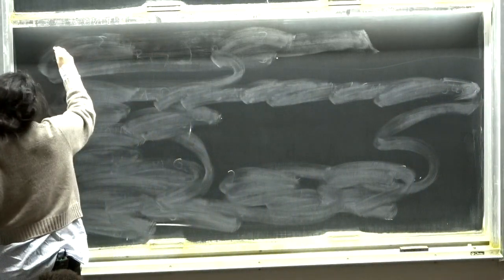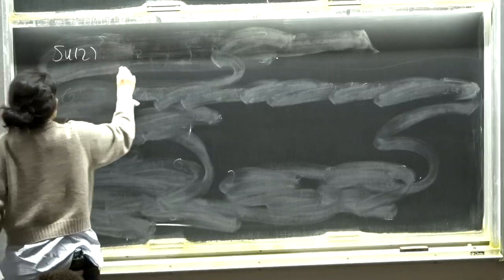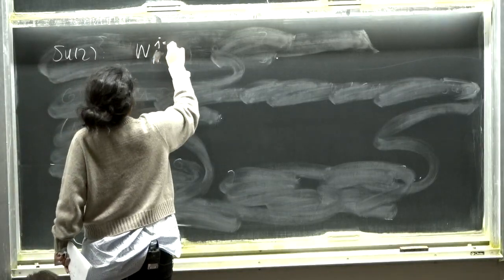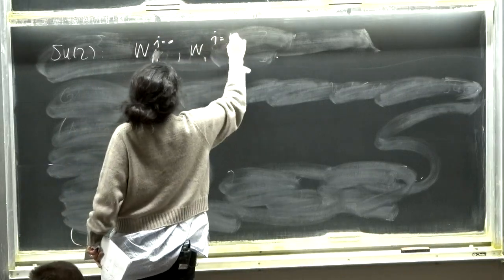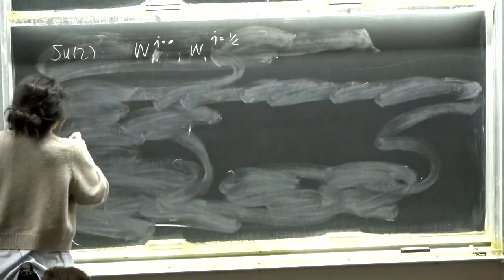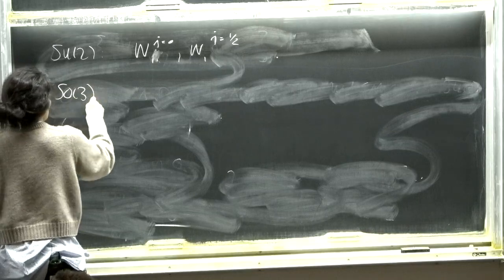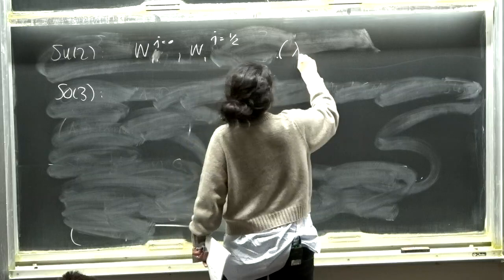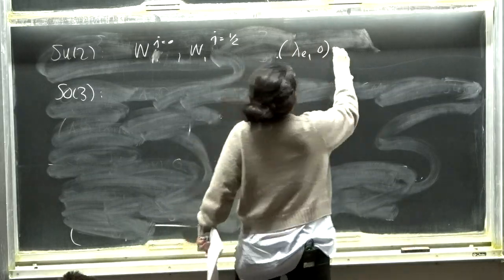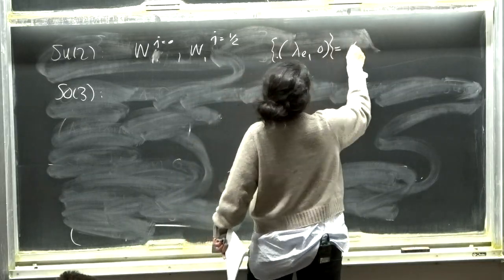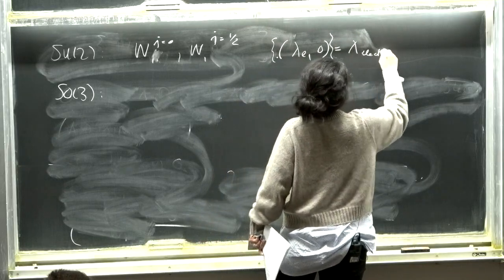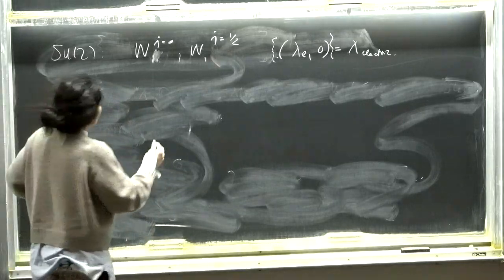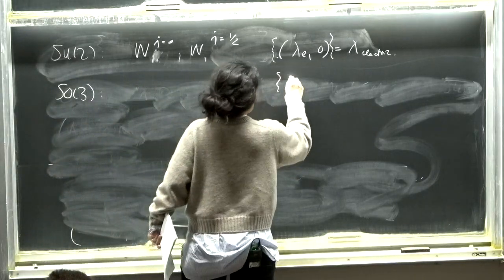Okay, so let's recap. For SU(2), we have Wilson lines: the trivial one, J goes to 0, and W_1, J goes to 1/2. For SO(3), in this case, this corresponds to choosing just lambda = (e, 0). That's our polarization. All of these are the electric polarization. So SO(3) will be the magnetic one.